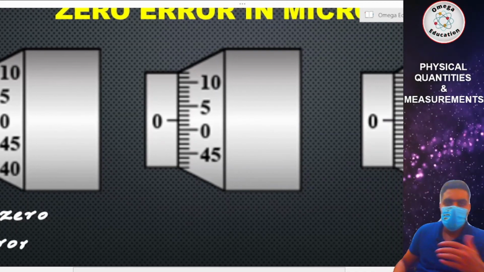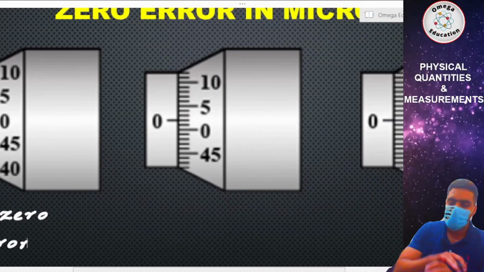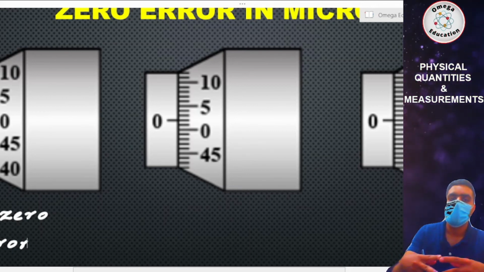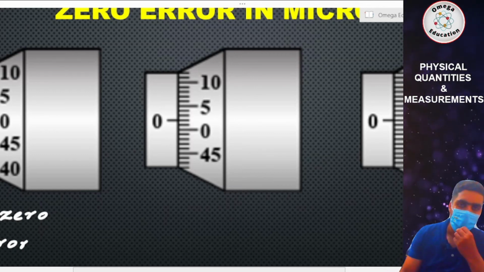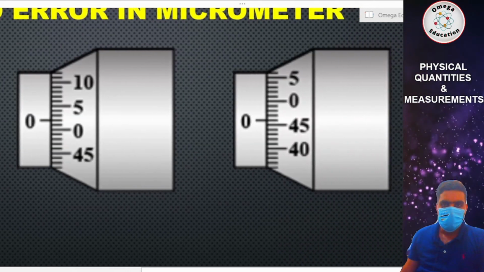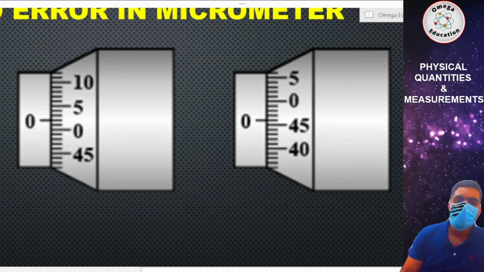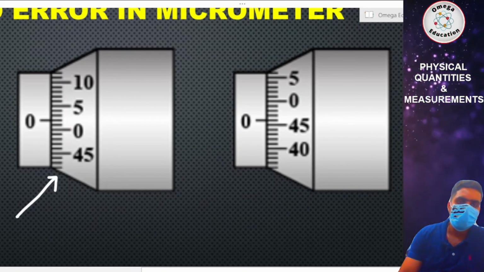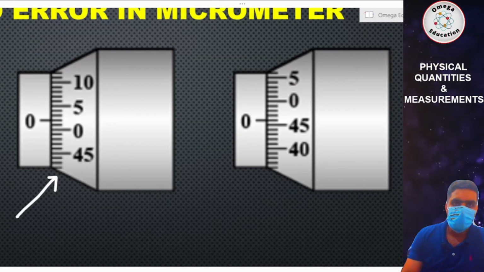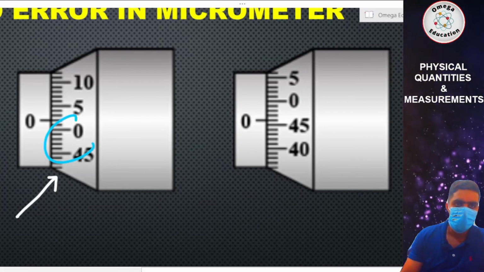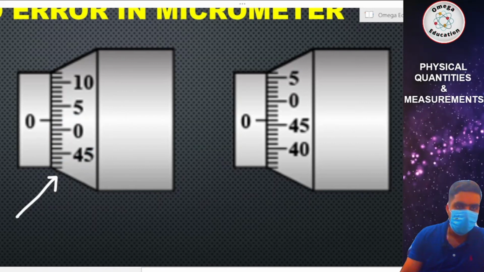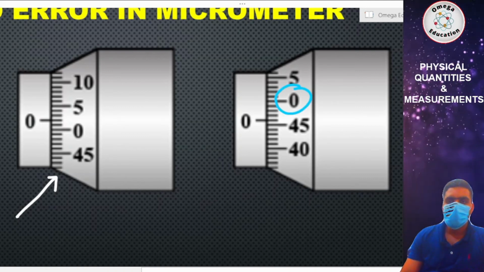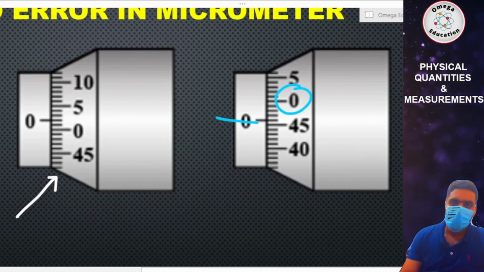If you have closed the micrometer, not measuring anything, but the two zeros are not aligned, it does have a zero error. All right, then in that way, if the zeros are not aligned, it gives us two possible conditions. First, the zero of the circular scale can be below the zero of the main scale, or the other case is the zero of the circular scale can be above the zero of the main scale.